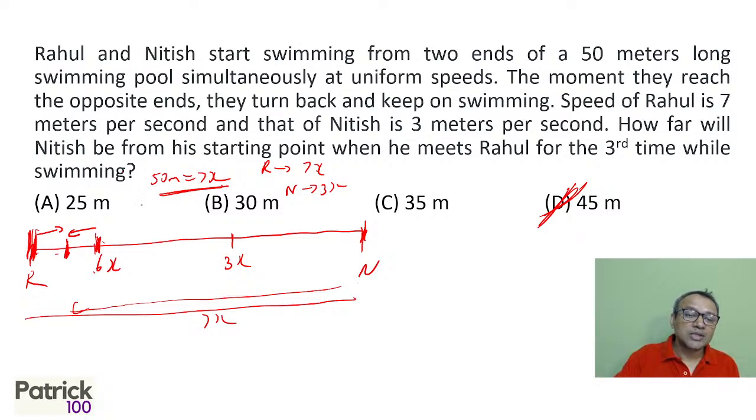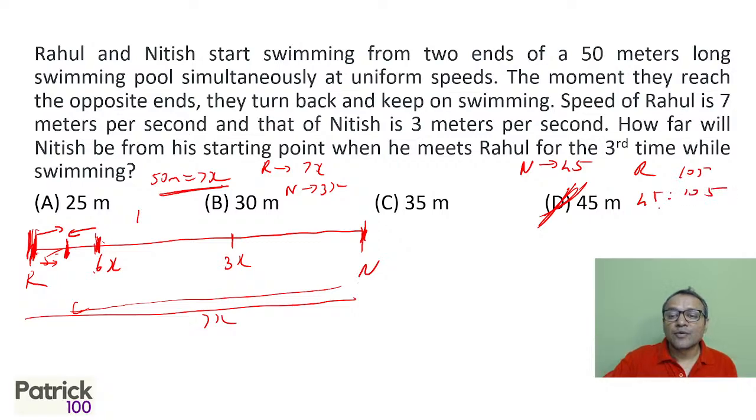Why 45 meters? If Nitish has travelled 45, then Rahul must have travelled 50, 50, that is 100, and then come back 5 meters, so 105. The ratio of 45 and 105 is nothing but 3:7. The speeds 3 and 7 are satisfied. So D option. Understand, I'm just drawing and picturizing the sum.